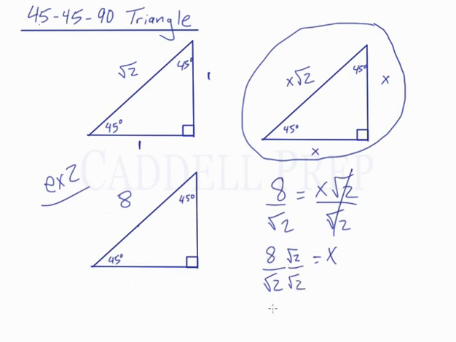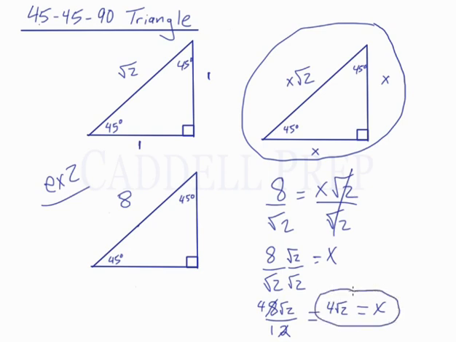So 8 times radical 2 will just be 8 radical 2. Radical 2 times radical 2 is radical 4. And the square root of 4 is 2. So we have 8 radical 2 over 2. We can simplify this more because 2 goes into both of them. 8 divided by 2 is 4, and 2 divided by 2 is 1. So we simply have 4 radical 2 over 1, or 4 radical 2. So we have x equals 4 radical 2.